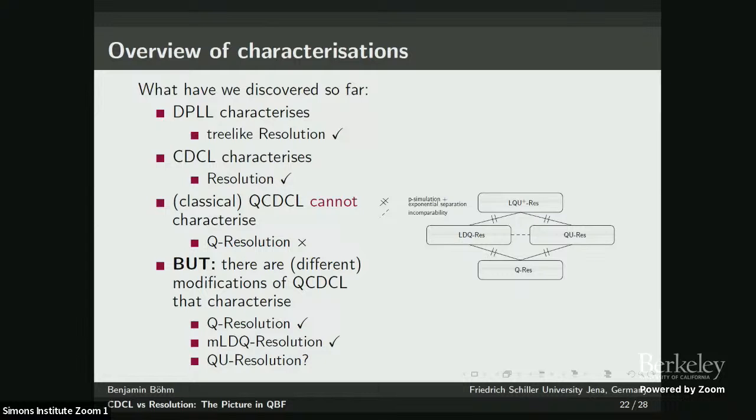Okay, so what we have seen so far, we have characterized tree-like resolution via DPLL. We have characterized resolution via CDCL. This was already known. We could not characterize Q resolution with the classic QCDCL, but with a modified version of that. And we could even do this for this modified long distance QRes. And now the remaining system we want to look at is QU-Res.